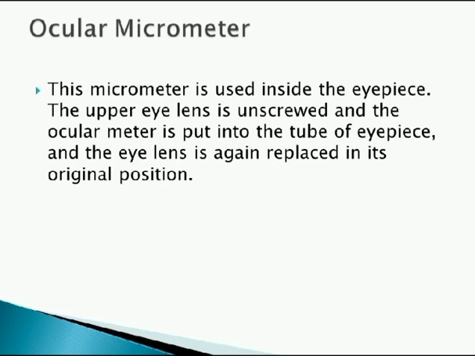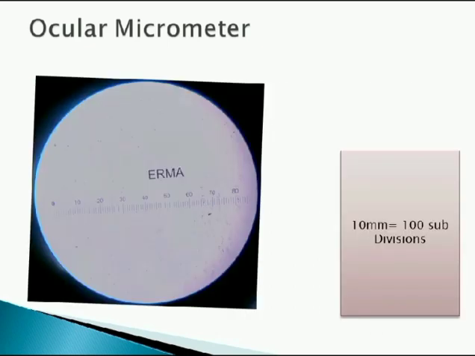Coming to the ocular micrometer, this micrometer is used inside the eyepiece. You need to open up the eyepiece, unscrew it, and insert the ocular micrometer inside it, and the micrometer will be like this. It will have some calibration value. Here also you can observe 10 mm is divided into 100 subdivisions. So this is the ocular micrometer which is present inside your eyepiece.